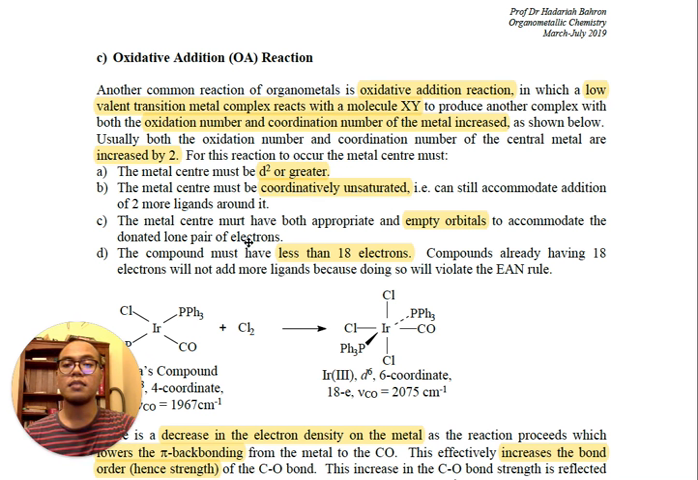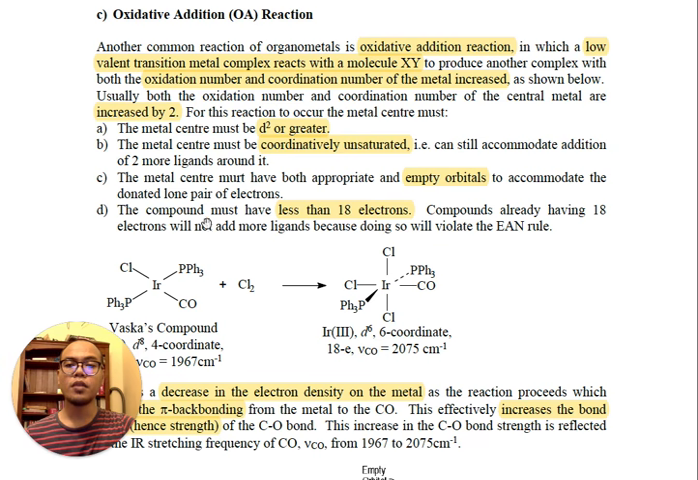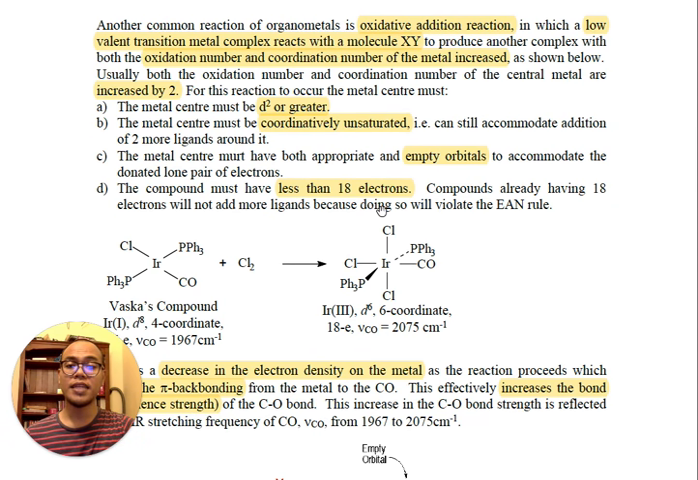And then, it must have both appropriate and empty orbitals. Definitely, if you want to receive more electrons in the complex, you must make sure that you have empty orbitals, because only orbitals can hold your electrons. So the compound must have less than 18 electrons. We have learned the EAN rule, effective atomic number rule, that you cannot have more than 18. So in order to form oxidative addition, the reactant that you want to use must be a complex with EAN less than 18 electrons. The newly formed complex should then have 18 electrons.